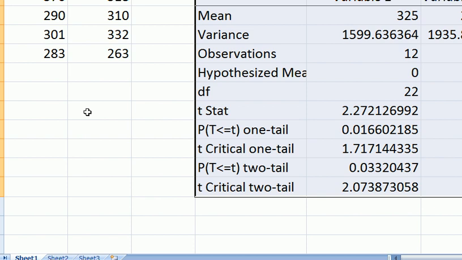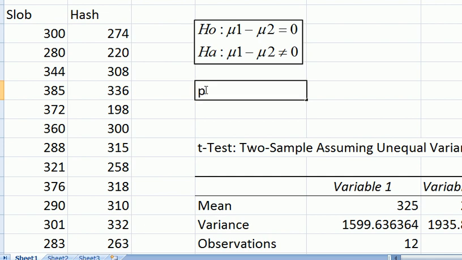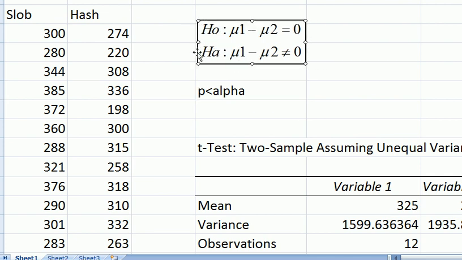So if we set alpha at 0.05, then we could say that we reject the null hypothesis because here p is smaller than alpha. So return to our hypothesis. We have p is smaller than alpha. So recall the rejection rule. P is smaller than alpha, therefore we can reject the null hypothesis, therefore we have to accept the alternative hypothesis, which is that the difference between the two population means is not zero. So therefore we are saying they're different, they're not the same.